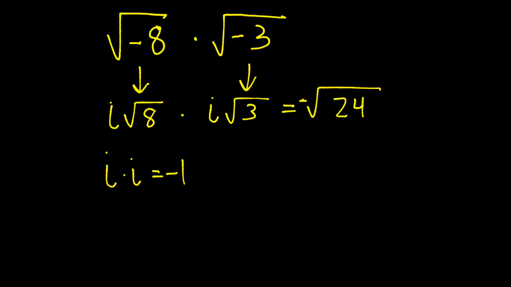But we can't leave it like this, because 24 has a perfect square in it that we can take out. So 24 can get broken down into the square root of 4 times the square root of 6, which becomes 2 times the square root of 6. And since the square root was negative before, our answer is -2 times the square root of 6. And we are all done.